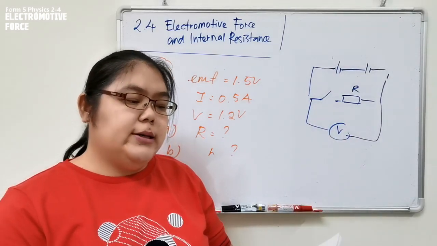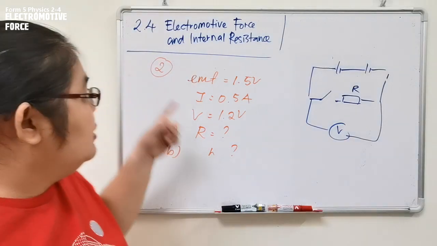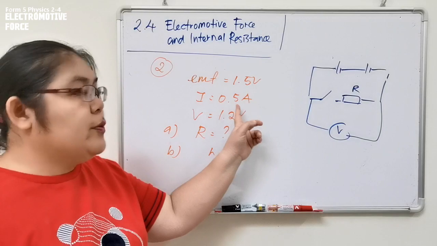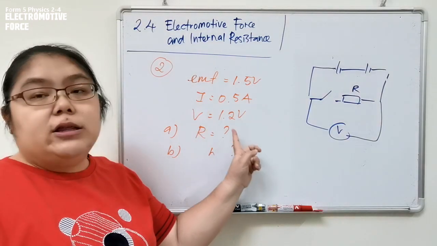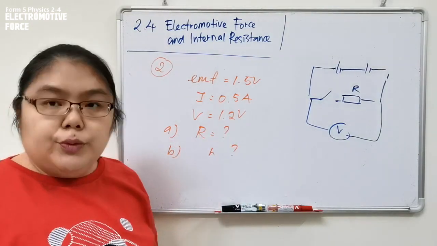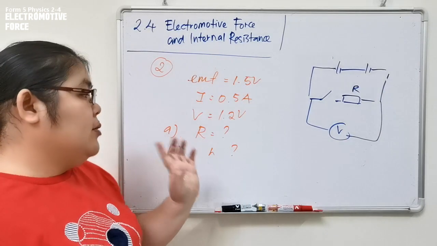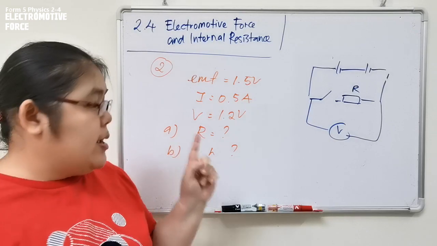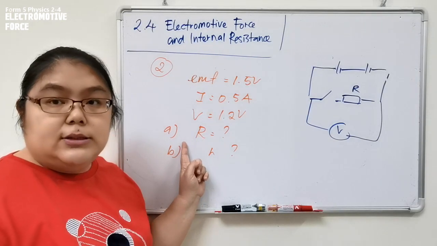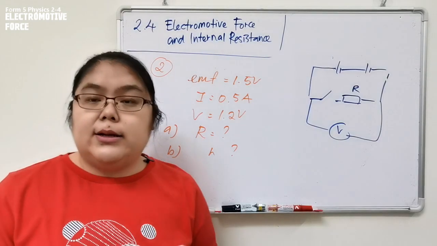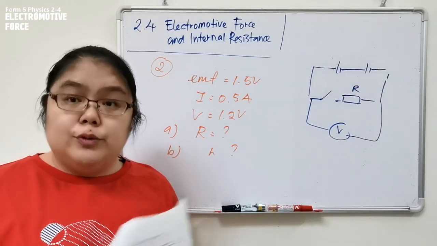Okay, so from here, the question gives you the info: EMF is 1.5. Then when the circuit is closed, the current is 0.5 ampere. Then the voltmeter reading will become 1.2. So understand that this one is the potential difference, and this one is the EMF. Now, the question wants us to find two things: A is the external resistor, and the last one is the internal resistor. We still apply the two formulas, then we see how to solve it.